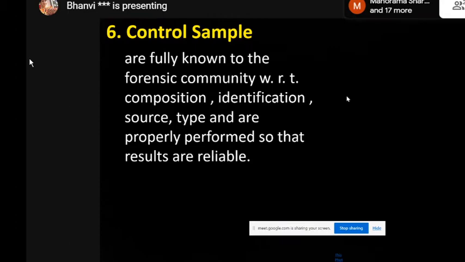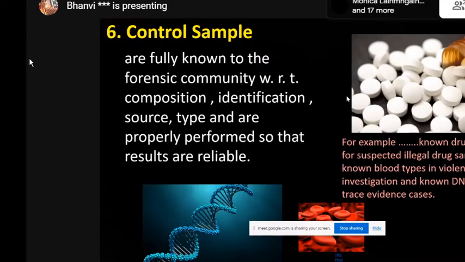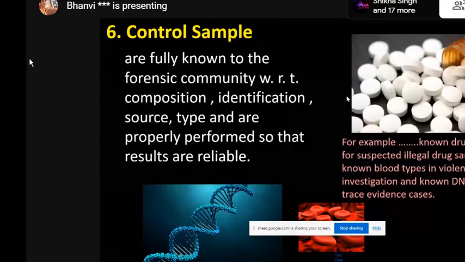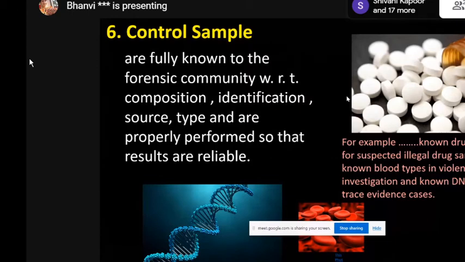Next is control sample. These are fully known to the forensic community with respect to composition, identification, source, and type, and are properly performed so that results are reliable. You can see here examples. Control samples may come from the victim, suspect, or from items collected from the crime scene. Examples are given here: known drug samples for suspected illegal drug samples, known blood types in violent crime investigation, and known DNA types in trace evidence cases.